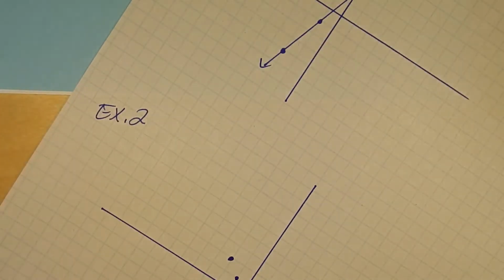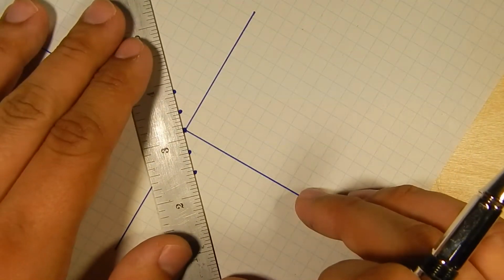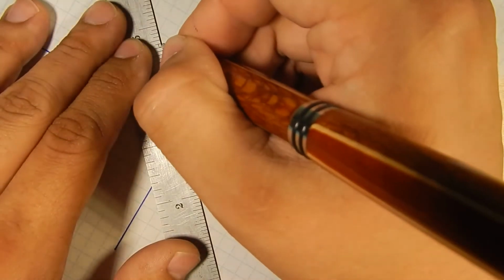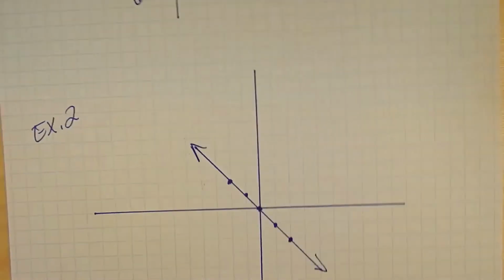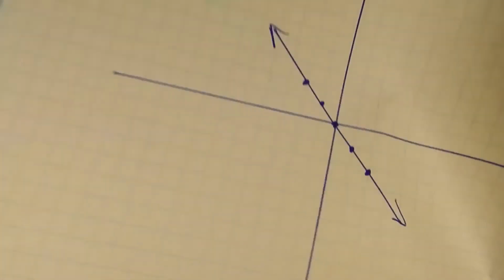So again, not surprisingly, these points all make a line. It is a linear equation. I keep hitting the microphone today. Okay, so that is that one.